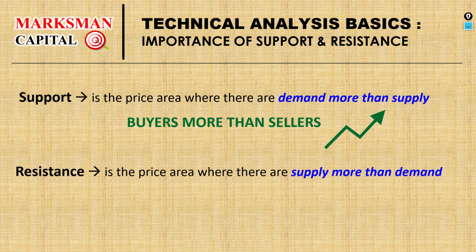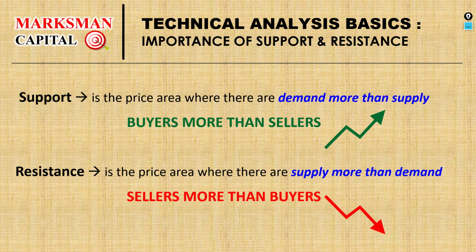All right, then how about resistance? Resistance is a price area where there is more supply than demand. So that means there are more sellers than buyers. If there is a price area where you have more sellers waiting, and as the price goes upwards nearer to that area, then it's more likely to get rejected and it turns downwards. All right.